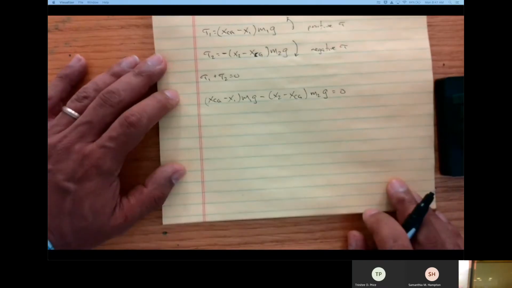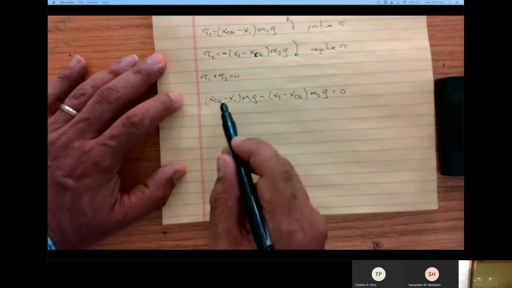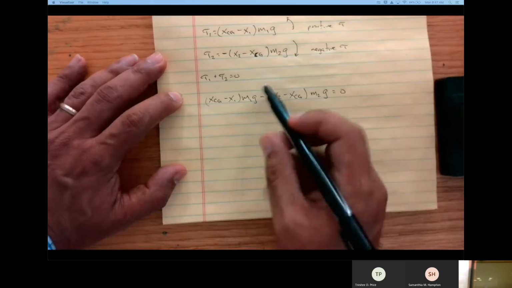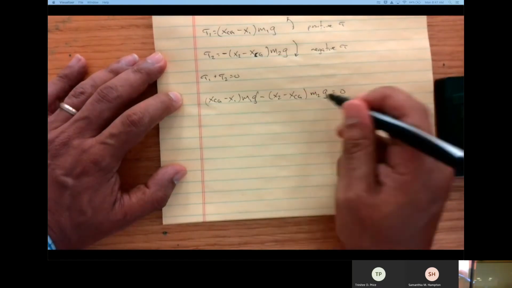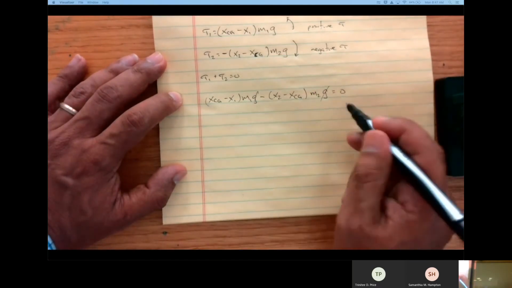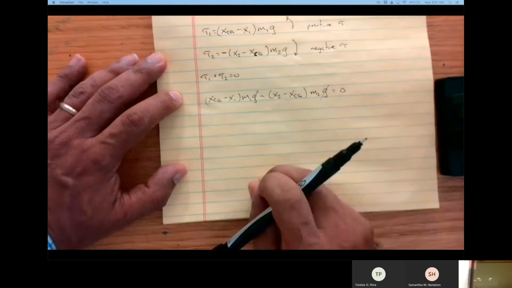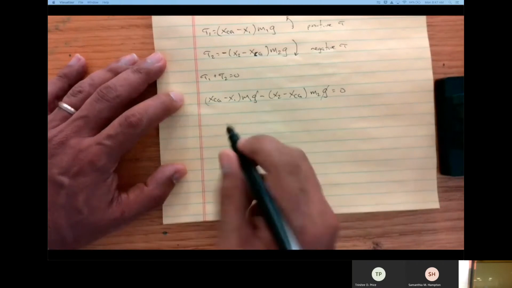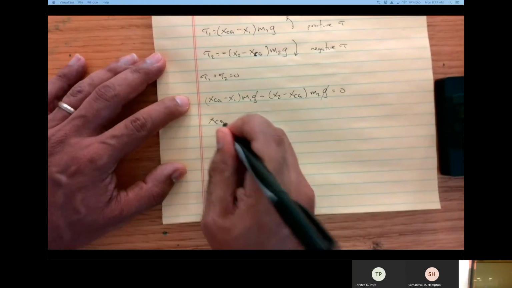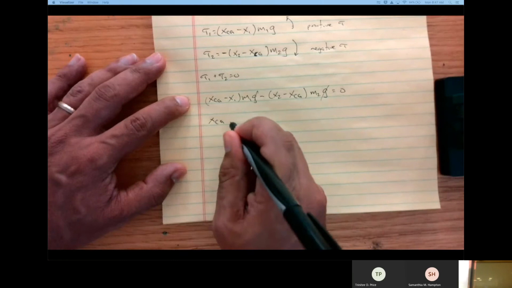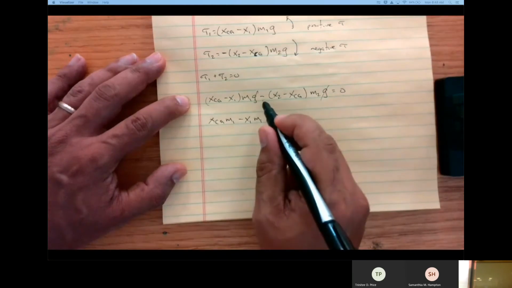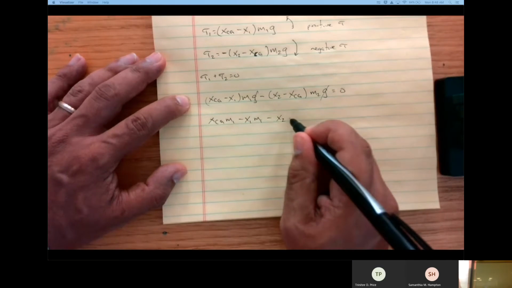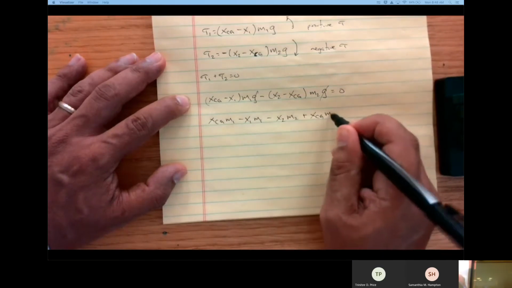So I'm going to expand these factors. Well, first of all, I'm going to divide the gravity from both sides of the equation. And 0 over g is going to be 0, so I can get rid of the gravity. Now I'm going to expand these factors over here. So I'm going to have xcg m1 minus x1 m1, and minus x2 m2 plus xcg m2 equals 0.